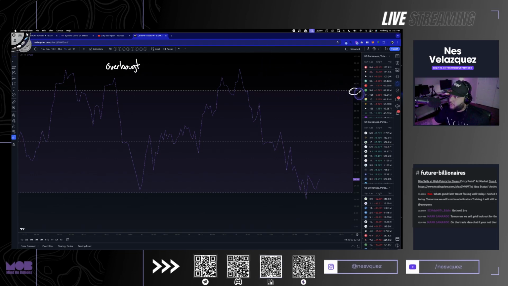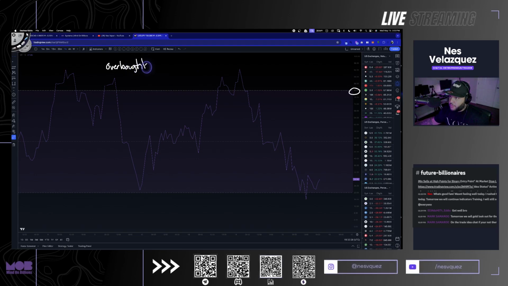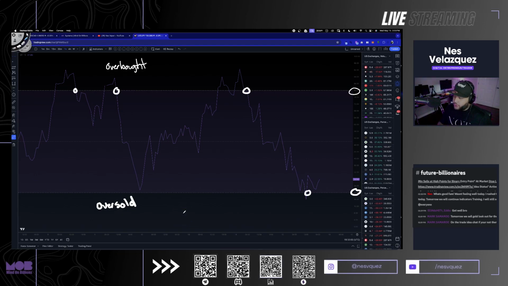Right at the 80 level, if it's anything above that, it is overbought, which means you should be prepared to sell. Boom, here's a sell, here's a sell, here's a sell. You see these opportunities right there. And when it's below the 20, it is in the oversold zone, so you want to wait until a signal pops up. It's a little stronger than the typical RSI.